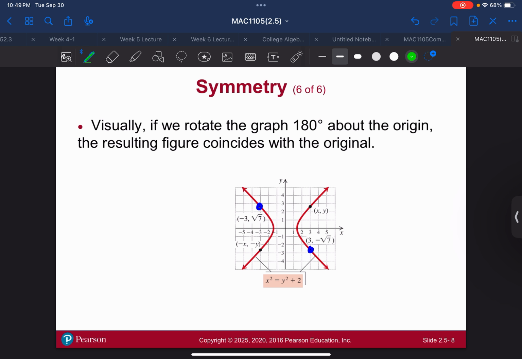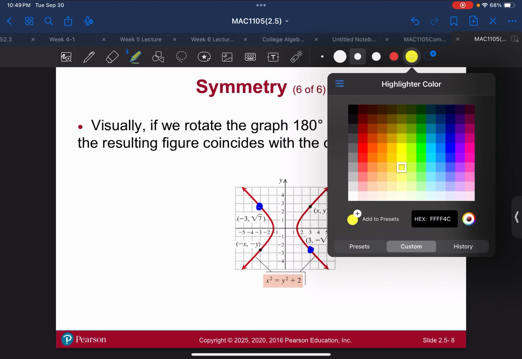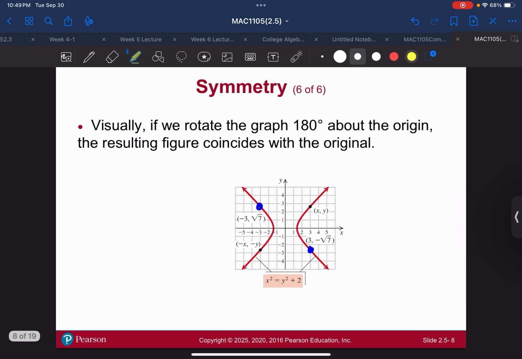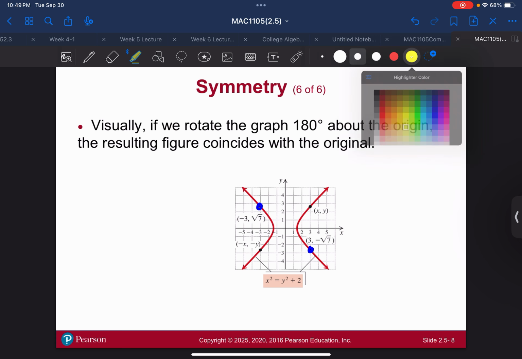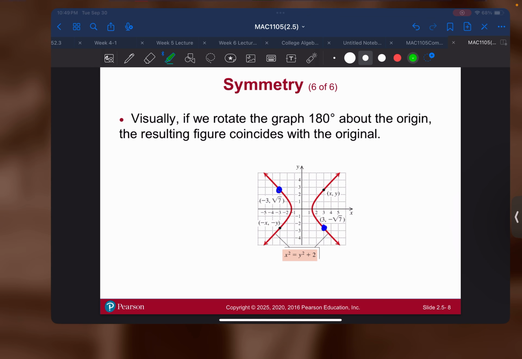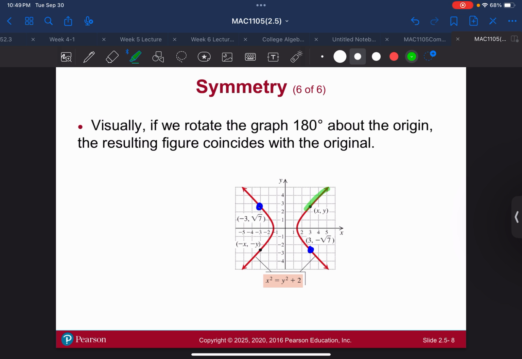So this is an example of a graph that is symmetric with respect to the origin. So visually, if we rotate the graph, so like if I started with this part, one part of my graph, like this part, and then I rotated it about the origin 180 degrees, then it will result in the figure coinciding with the original. So that's how we can tell visually.